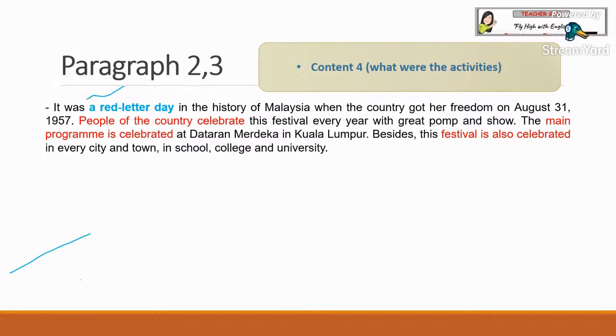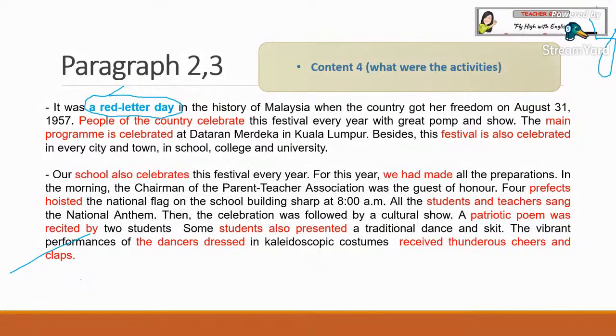Okay, it was a red letter day. So an important and significant day. It was a red letter day in the history of Malaysia when the country got her freedom. Country, you can use her or you can use its. Okay, where's my pen? Okay, I can use the word it here.